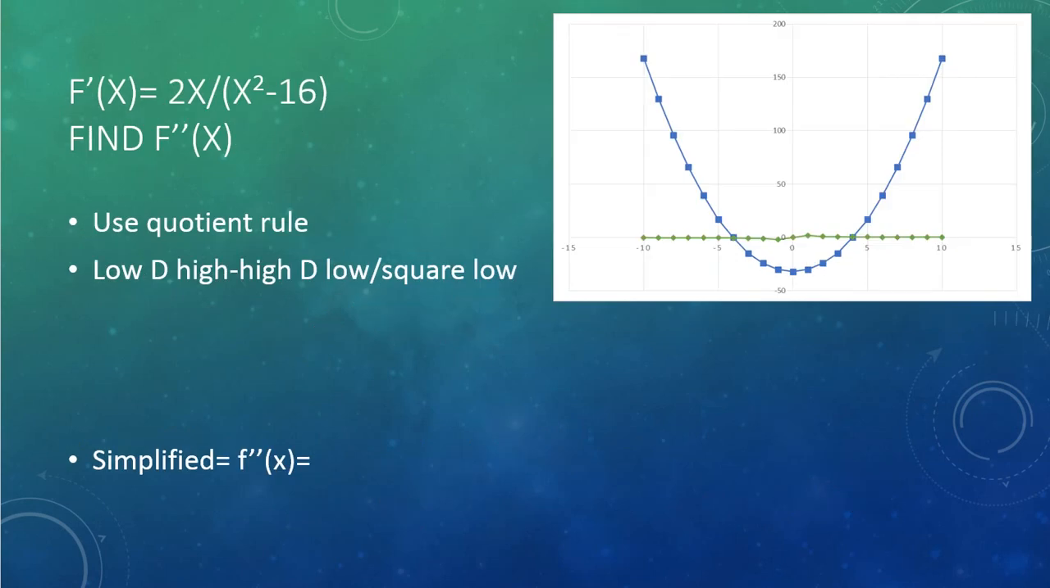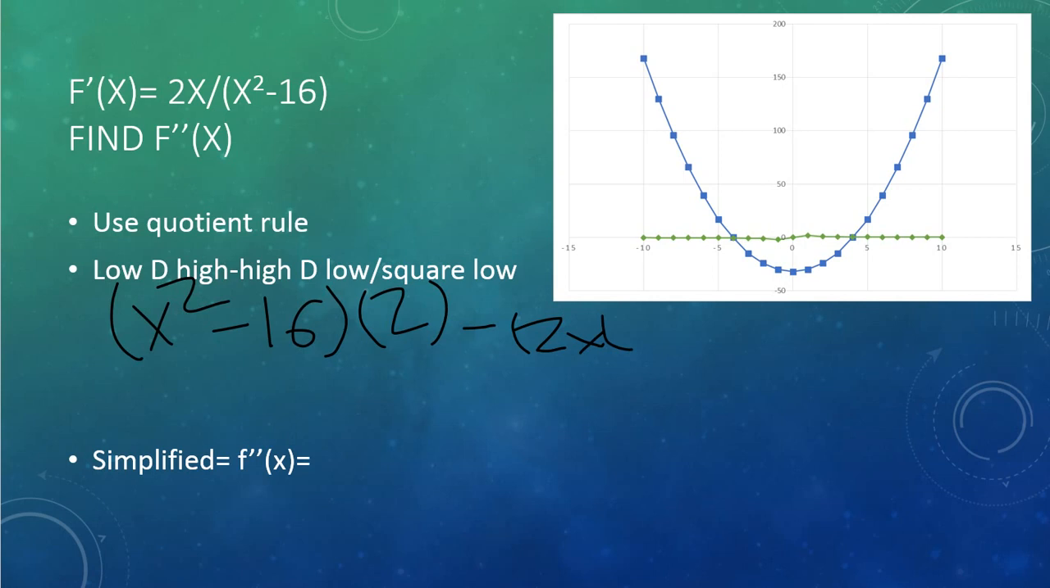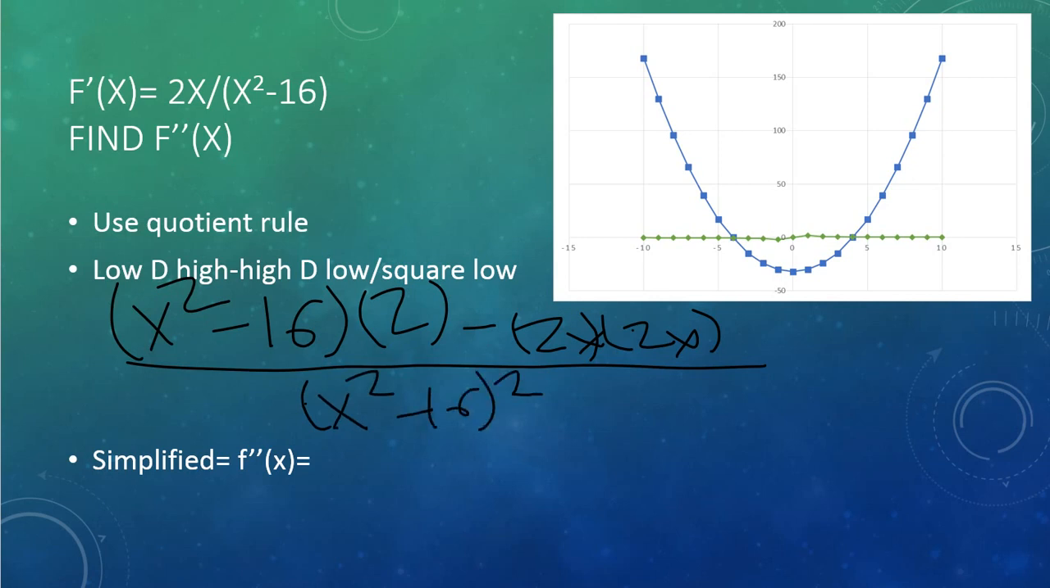For the second derivative, you're going to want to do the quotient rule. So it's low d high minus high d low all over square low. So that's going to end up being x squared minus 16 times 2 minus 2x times 2x all over x squared minus 16 squared.